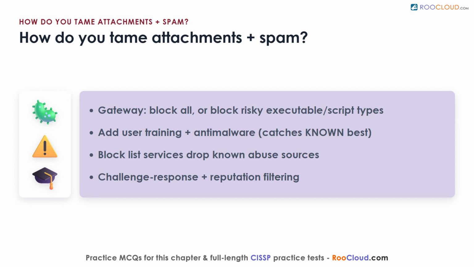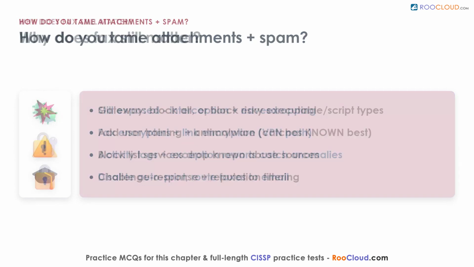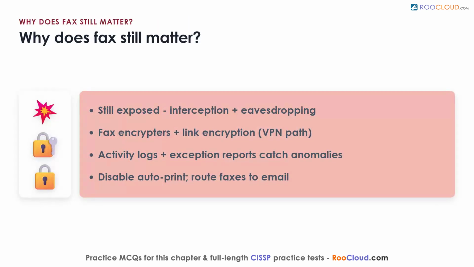For unwanted mail, blocklist services subscribe you to known abuse sources so their messages are dropped on arrival. A challenge response filter asks an unknown sender to confirm they are human, which spammers never do. And reputation filtering grades sending services, sorting normal senders from spammers. Picture a diligent mailroom clerk who refuses suspicious packages, ignores letters from known troublemakers, and asks unfamiliar senders to prove they are real.